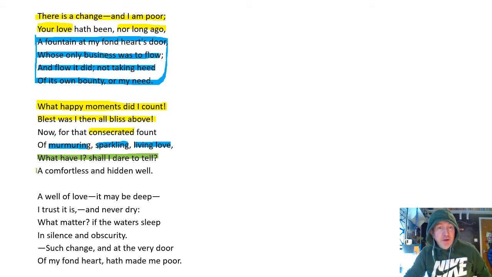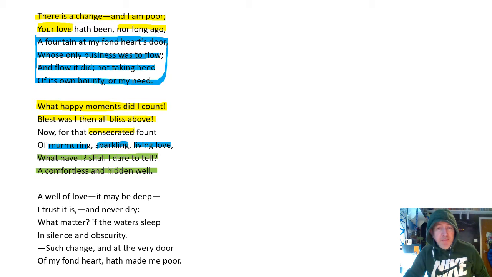He describes it as a comfortless and hidden well. So very negative language here. Comfortless, so no comfort, makes it very unhappy, and hidden, kind of secretive and far away, or not being able to see it anymore. So it's a really negative change at this point in stanza 2.